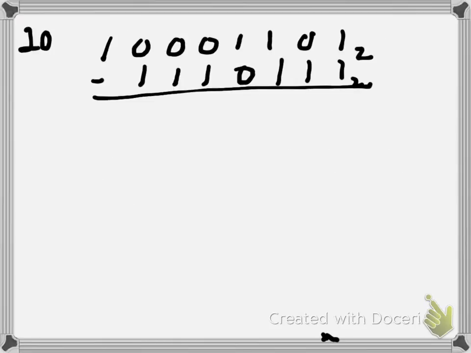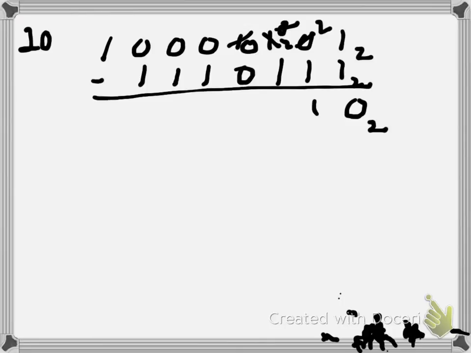Subtraction in binary. 1 from 1 is 0. 1 from 0, we need to borrow a group of 2. So now we have 2 minus 1 is 1. Then again we need to borrow a group of 2. So 2 minus 1 is 1. Then 0 from 0 is 0.